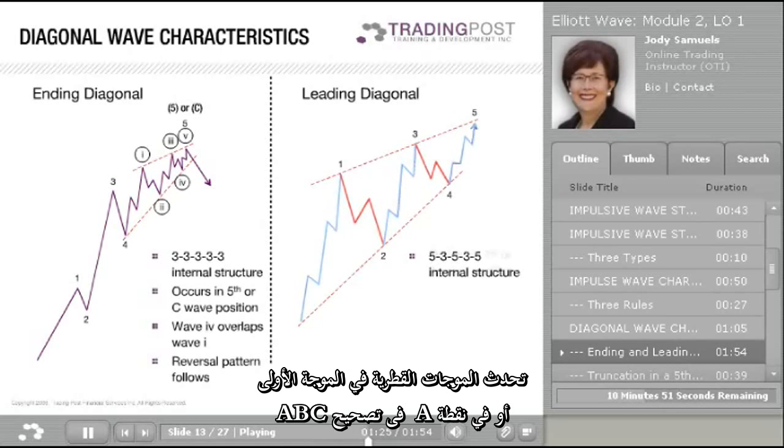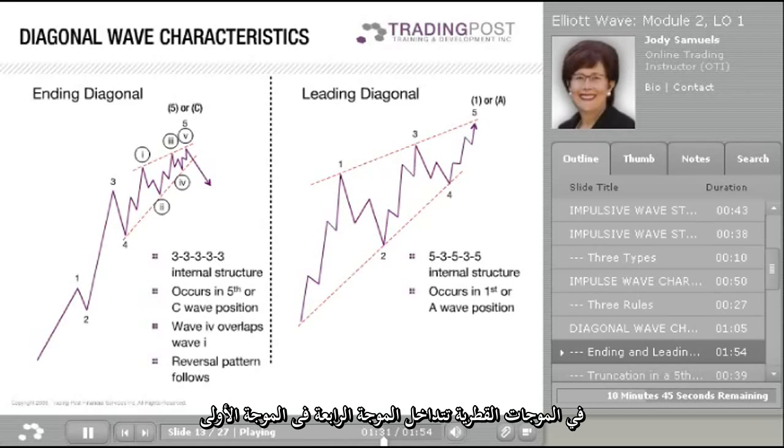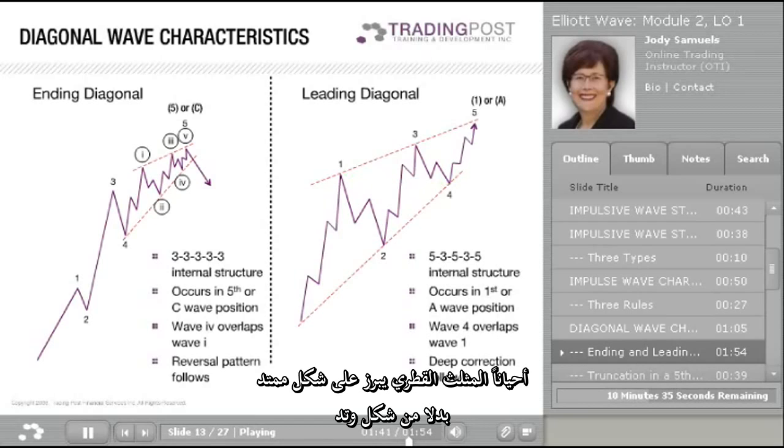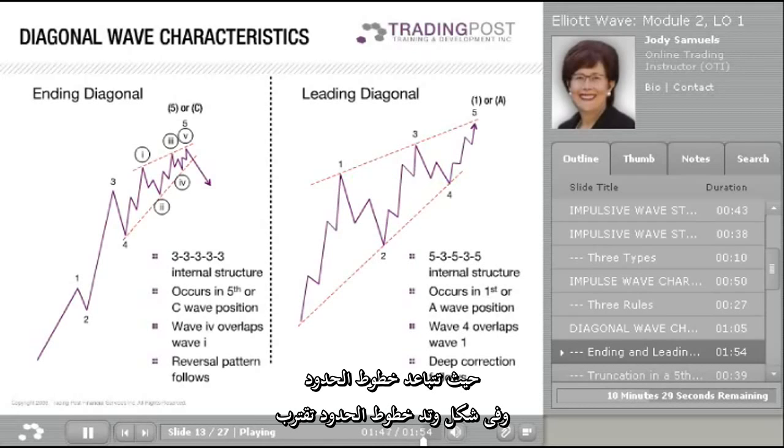Leading diagonals occur in the 1st wave position or in the A position in an ABC correction. In leading diagonals, wave 4 also overlaps wave 1. Leading diagonals usually precede a deep correction or retracement. Sometimes the diagonal triangle takes on an expanding shape rather than a wedge shape, where the boundary lines diverge. In a wedge shape, the boundary lines converge.